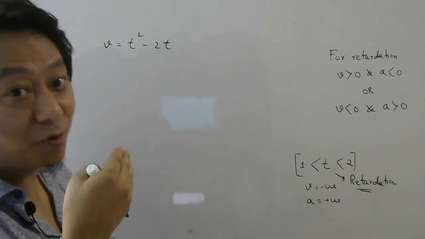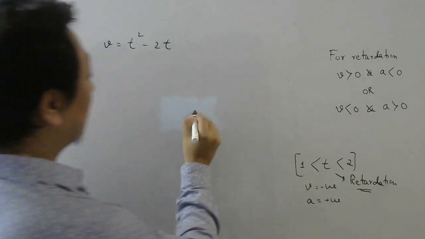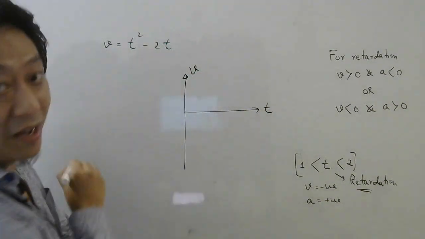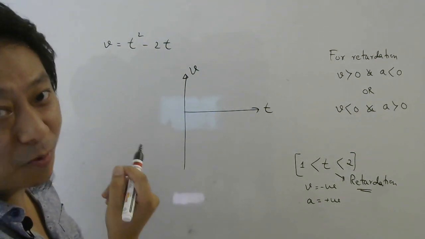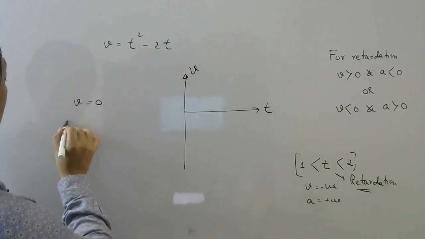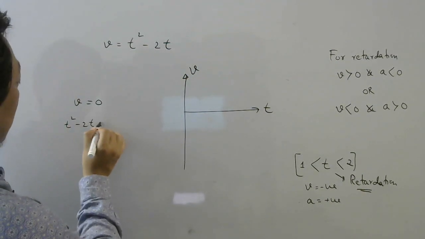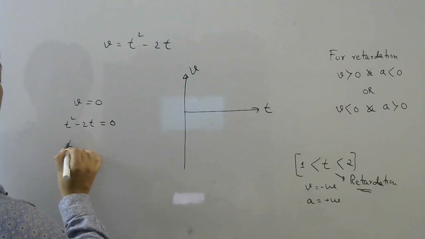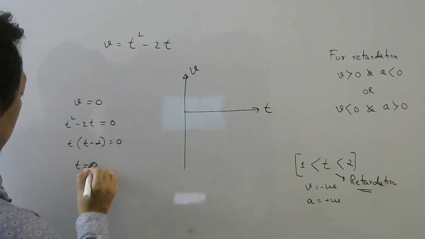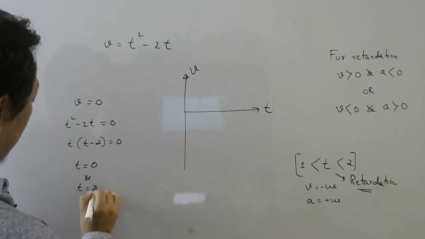Remember, in the question we have to start from t equal to 0. So here is your t and here is your v. Now let us find the easy points where v is 0. So where will v be 0? This is a quadratic equation, so t square minus 2t should be 0. So t common, t minus 2 equals 0. So t equal to 0 and t equal to 2.